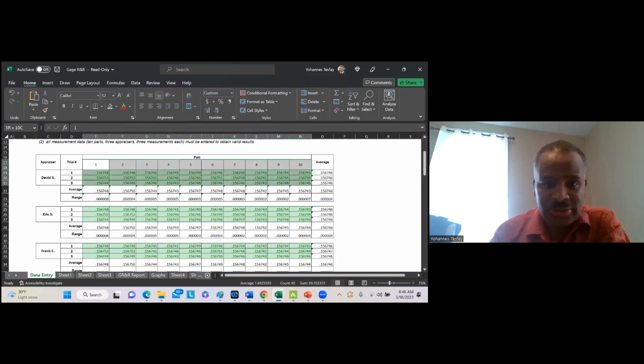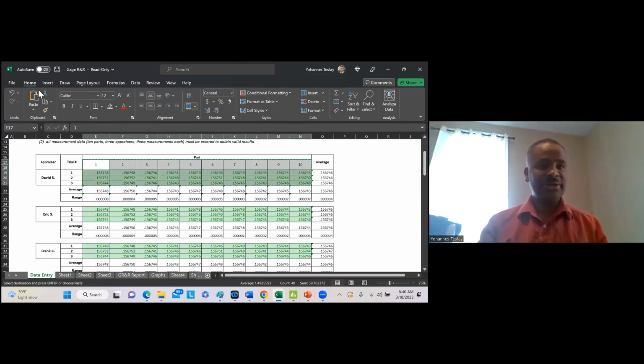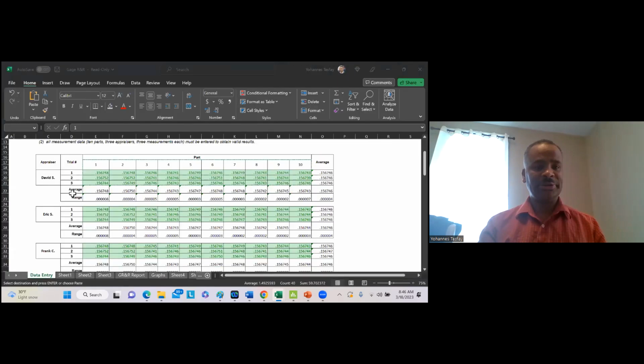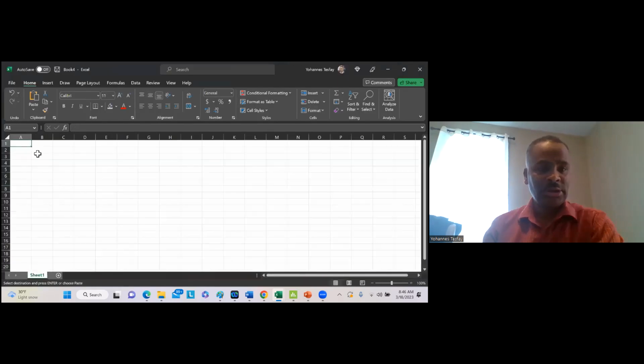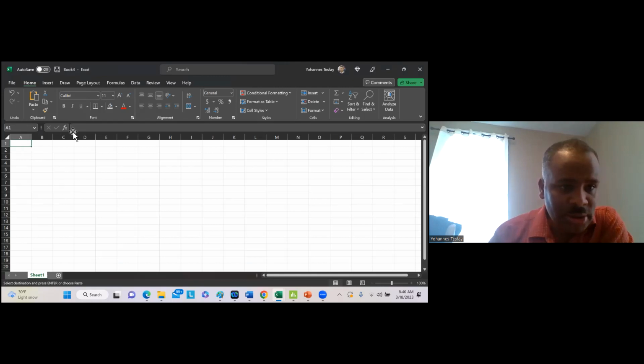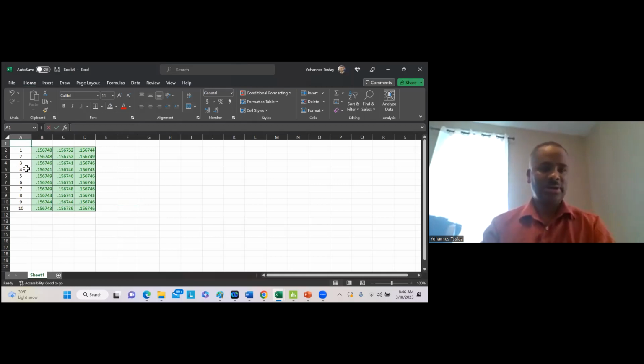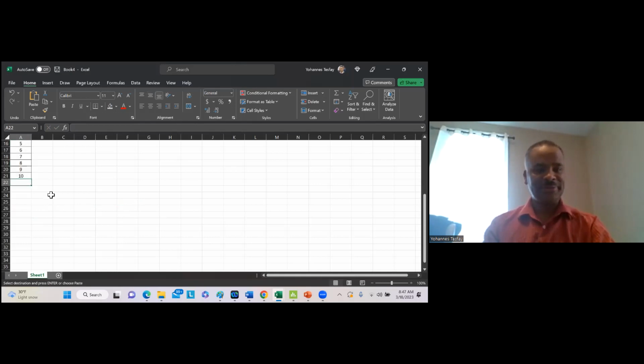Let me copy this. I'm going to go file, new, and insert. How many parts are measured here? 10. Let me delete that. These are parts, and this is the trial: trial 1, trial 2, trial 3. So I'm going to copy it 3 times.